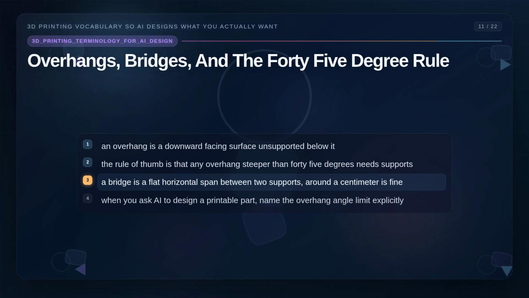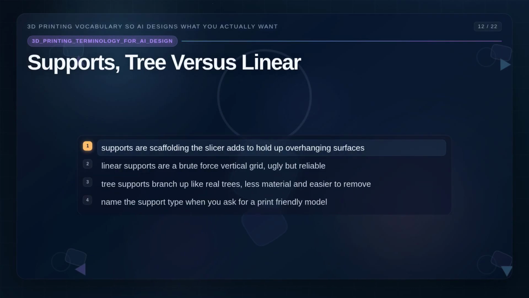Above that angle, plastic droops into open air. A bridge is the related concept, which is a flat horizontal span between two supports. Bridges of about a centimeter print fine if the cooling fan is aggressive. The vocabulary win is, instead of saying, make sure it prints, say, design with no overhang past 45 degrees, and bridge any horizontal span up to 1 centimeter.